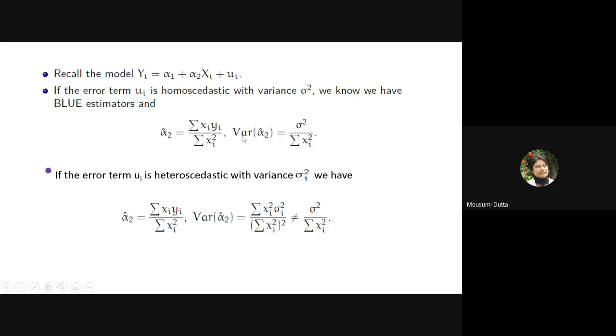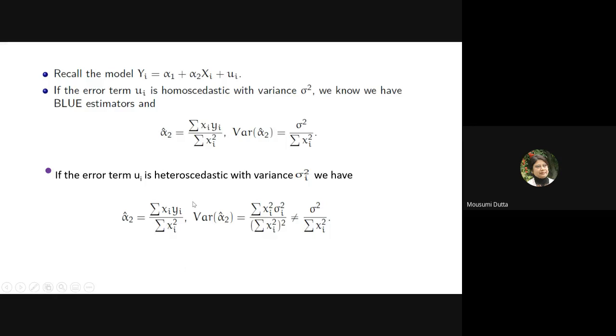And the variance of this slope coefficient estimator is given by sigma square divided by summation of capital Xi minus X bar whole square, or sigma square divided by summation small xi square. So I hope you can remember this formula because all of you went through this.